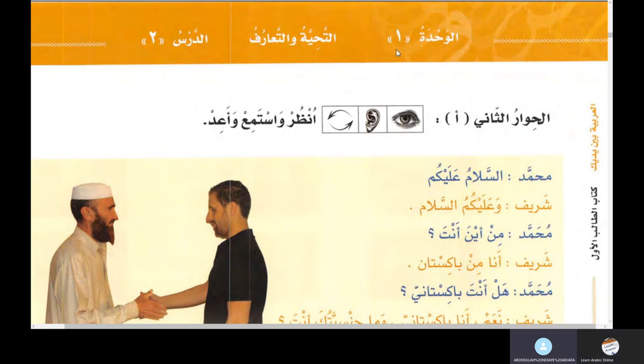الوحدة الأولى التحيات والتعارف. الدرس الثاني. This is lesson three, the second lesson, الدرس الثاني. Okay, second lesson.